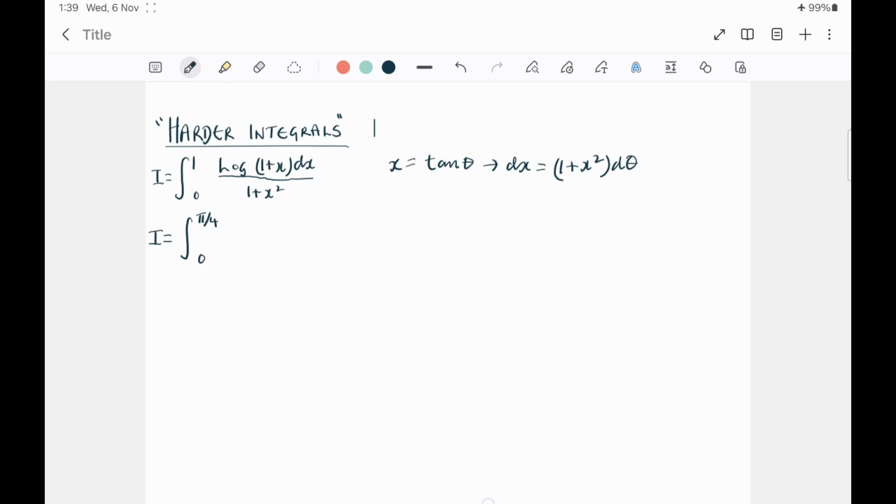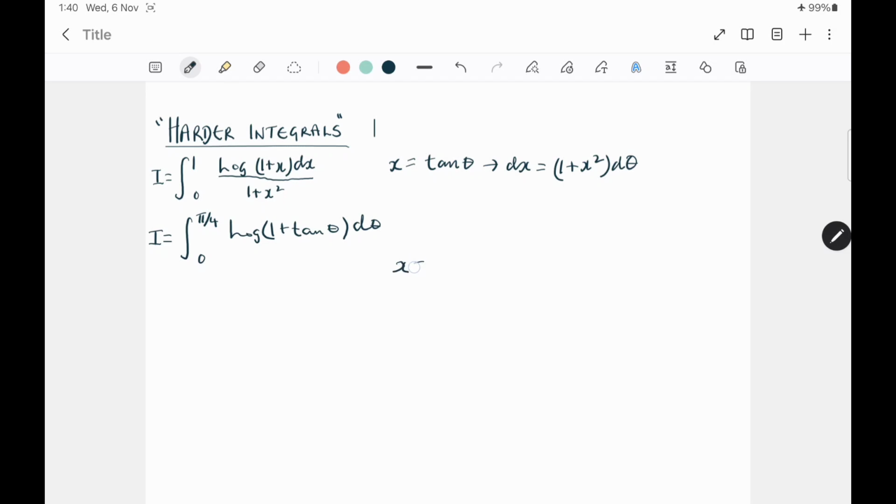So, what do we get when we do that? We get log 1 plus tan theta d theta, because the dx has been replaced by 1 plus x squared d theta, and the 1 plus x squareds cancel out. So we got that straight away. However, that by itself doesn't seem to look terribly hopeful. So we'll try another substitution.